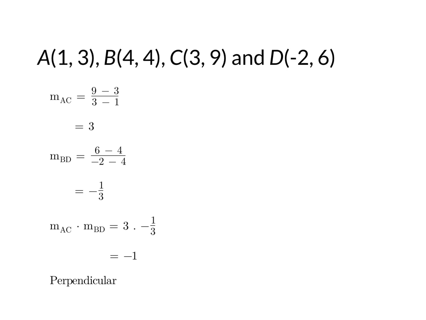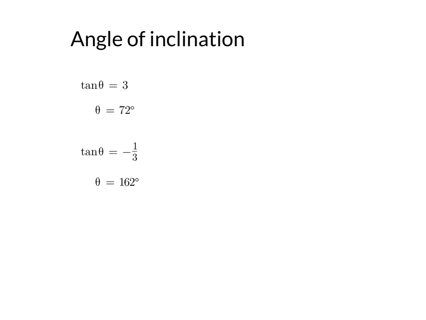So now we're going to find the angle of inclination given that the gradient of one is 3 and the gradient of the other is -1/3. The formula is tan theta equals the gradient. So tan theta equals 3. Take the inverse tan and you get 72 degrees for the first one, and take the inverse tan of -1/3 and you get 162 degrees. Thank you.